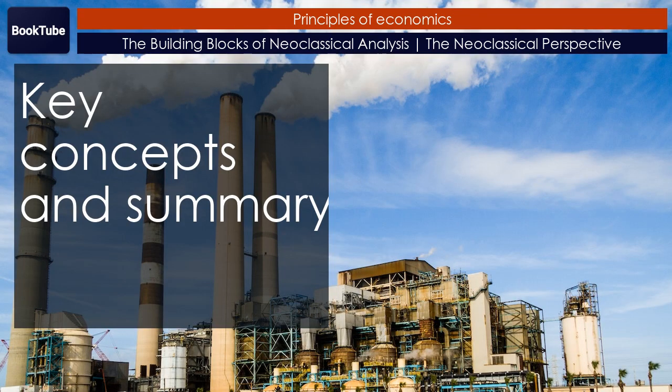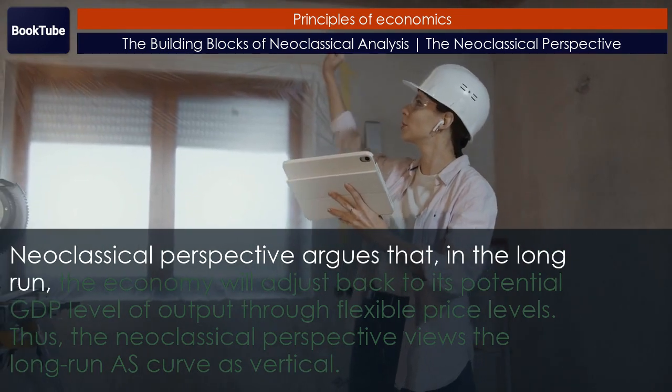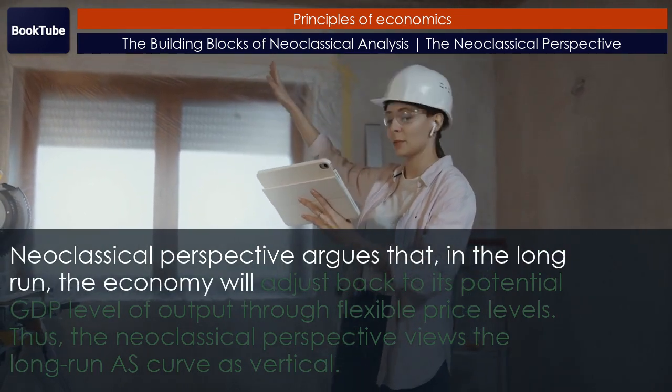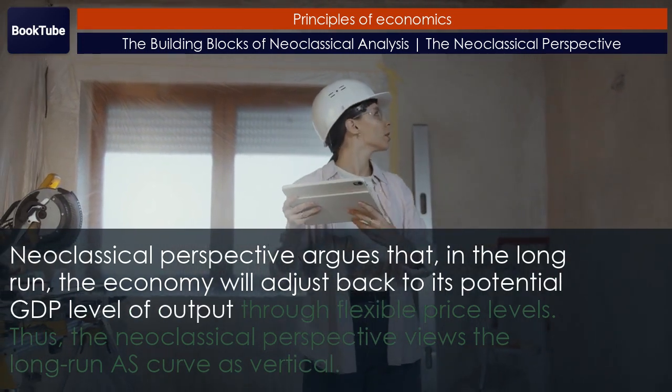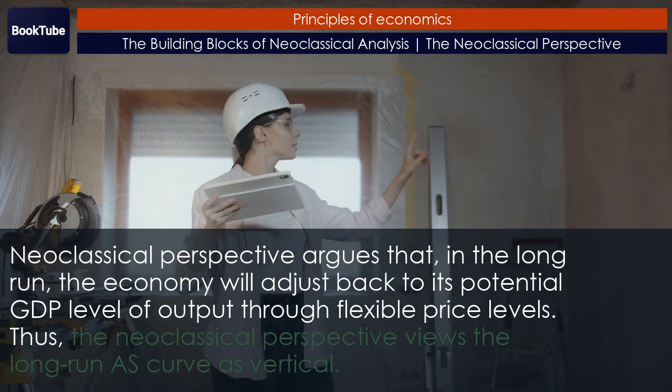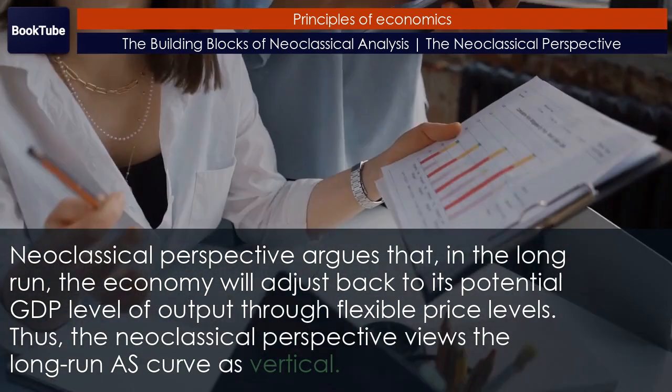Key concepts and summary. The neoclassical perspective argues that, in the long run, the economy will adjust back to its potential GDP level of output through flexible price levels. Thus, the neoclassical perspective views the long-run aggregate supply curve as vertical.